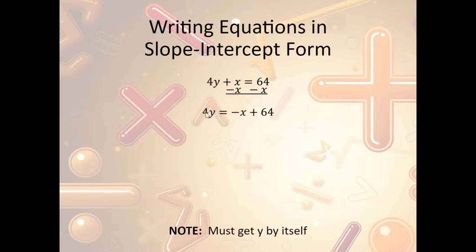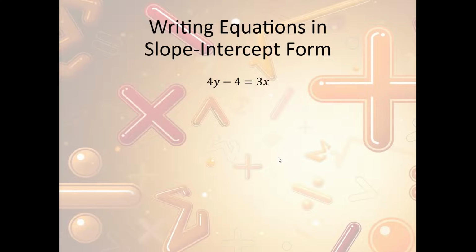Now I need to get rid of this 4. The 4 is being multiplied by y. So I'm going to undo it by dividing both sides by 4. And 4 divided by 4 is just 1, so that's 1y, which is what I want. And now I have negative x, which is really negative 1x, divided by 4, and 64 divided by 4. Well, negative 1 divided by 4, I can't actually do that, so I'm just going to leave it as a fraction. So that stays as negative 1/4 x. And 64 divided by 4 is 16. So I'm left with y equals negative 1/4 x plus 16.